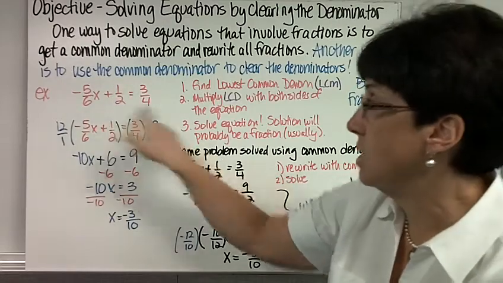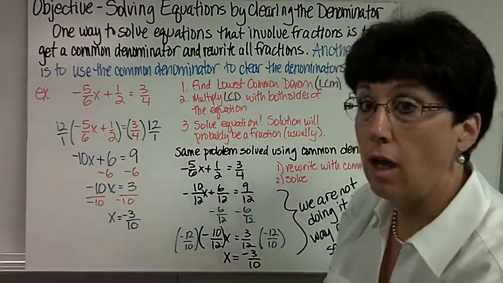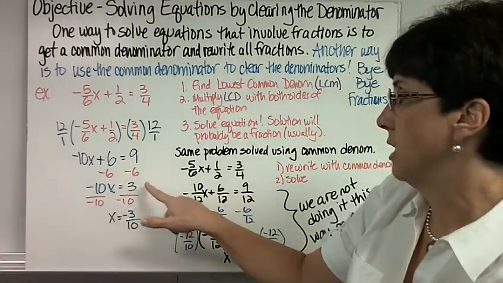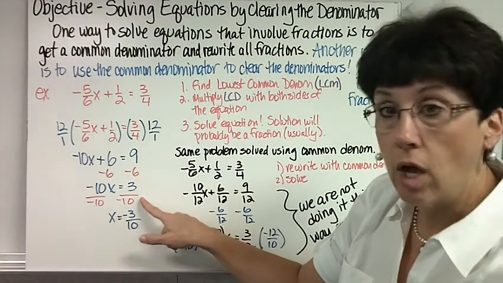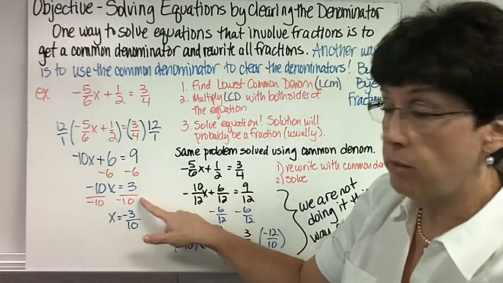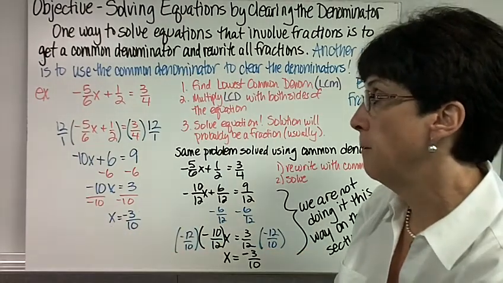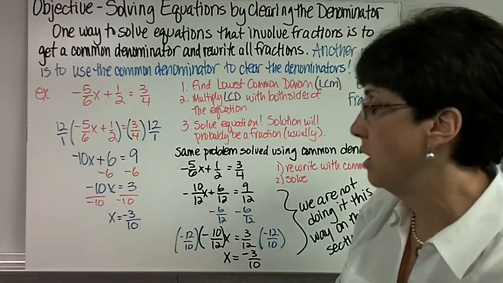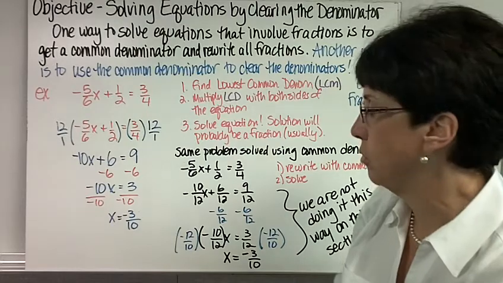So I've changed this problem to this problem. -10x plus 6 equals 9, a much nicer problem. Subtract 6 from both sides, -10x equals 3. Divide both sides by -10. It will not go in evenly. I told you most probably it'll be a fraction, but no big deal. It's just x equals -3/10. Now if you hadn't used the lowest common denominator and didn't simplify everything, you might have to simplify at the end, but normally you don't.